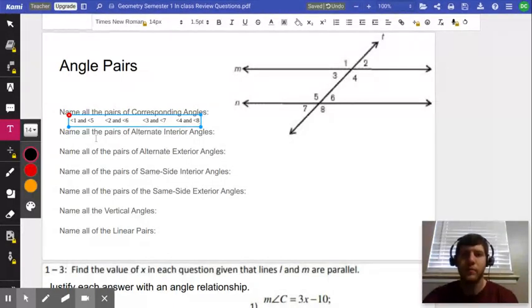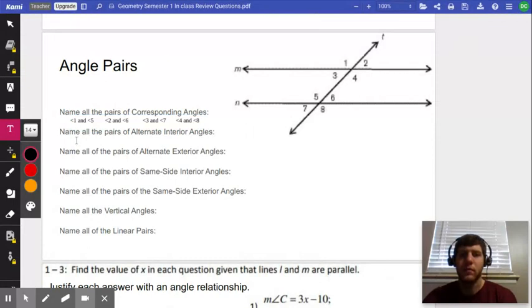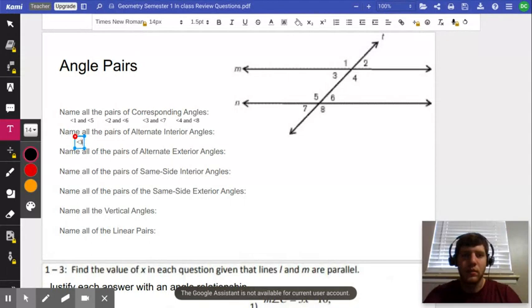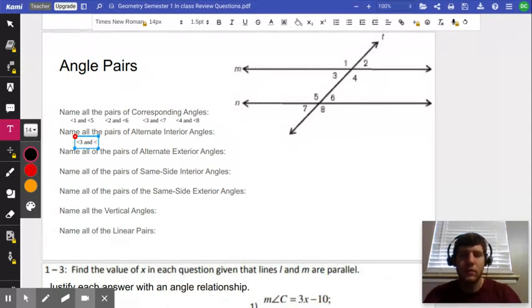Okay, alternate interior angles are on alternate sides of the transversal. So line T here is the transversal. It cuts through the two other lines. It transverses the other two lines. It cuts through line M and line N. So alternate interior angles are going to be on the alternate side of that transversal and in between the two lines. So 3 and 6, 4 and 5. The alternate interior angles here are going to be angle 3 and angle 6. Okay, and angle 4 and angle 5.